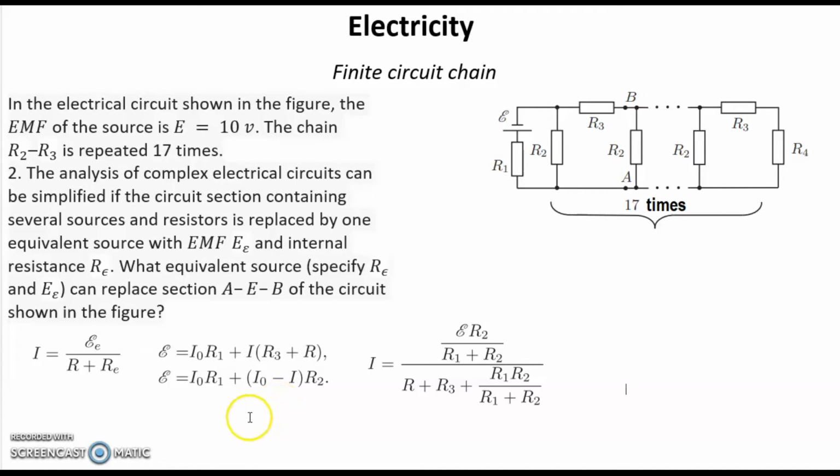And now we can compare this Ohm's law with this Ohm's law. Immediately we can see that the EMF could be counted as this expression, and the internal resistance as this expression. So now we have the equivalent EMF, it's this expression, and the internal resistance is this expression. And this is the answer for the second question.